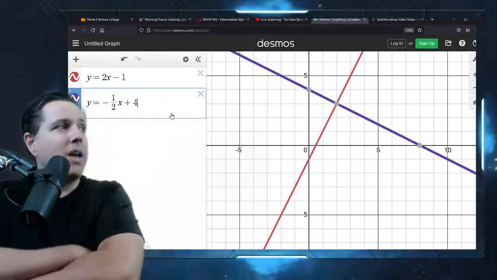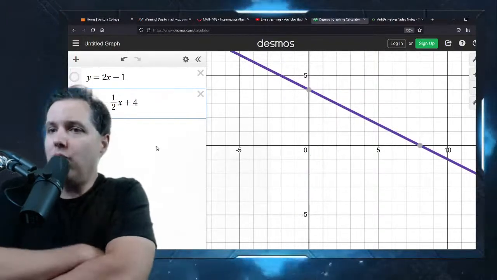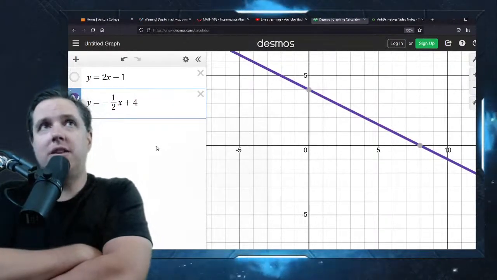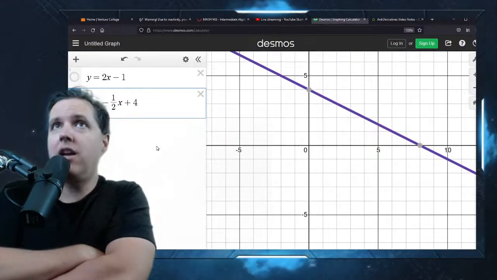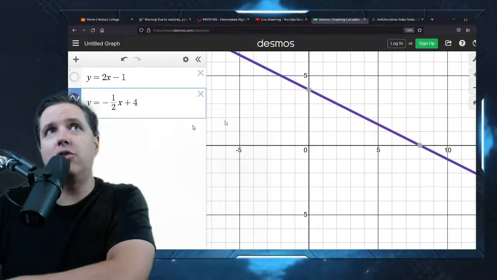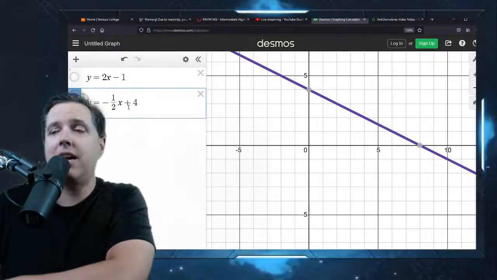Here we go. Now we have this new purple line. Let's ignore the red one for a minute. The same reasoning that we just gave about what a linear equation is can be applied to the purple line. Every point on this purple line represents a solution to this equation right here, y equals negative 1/2 x plus 4.